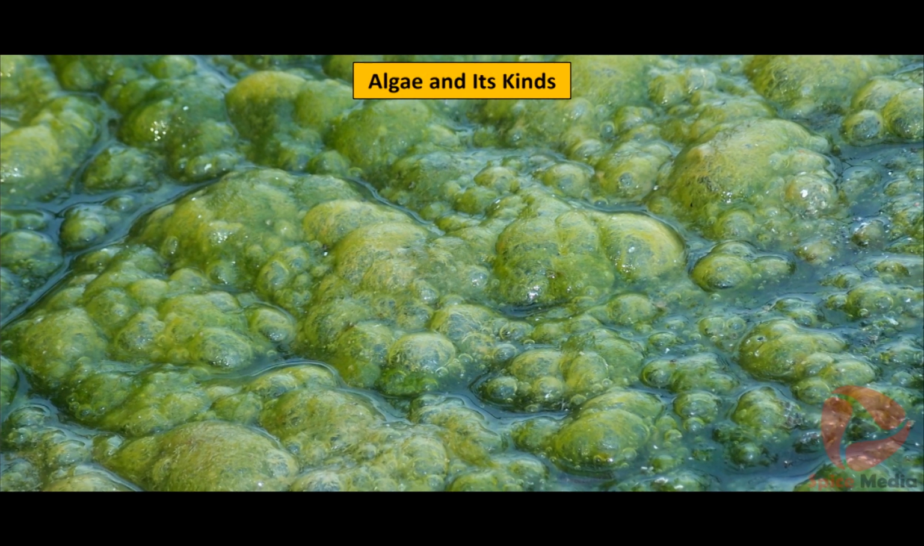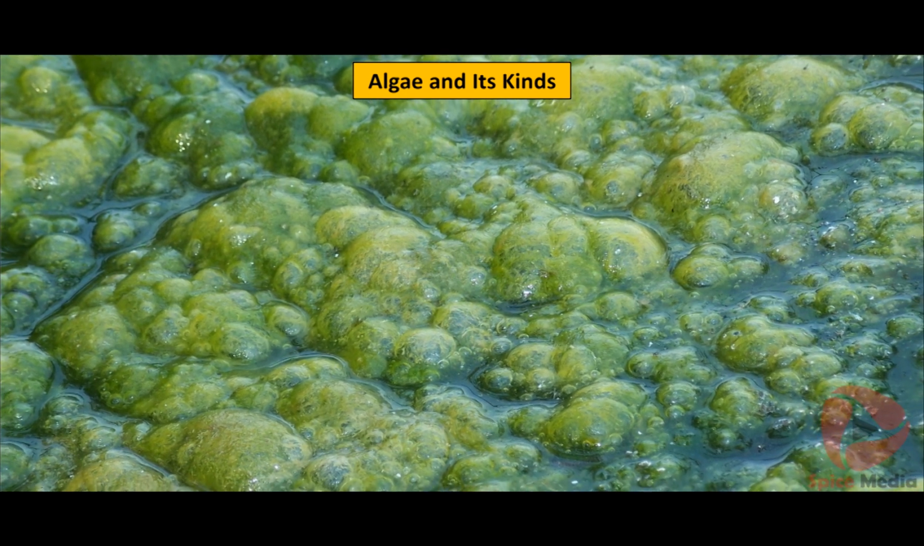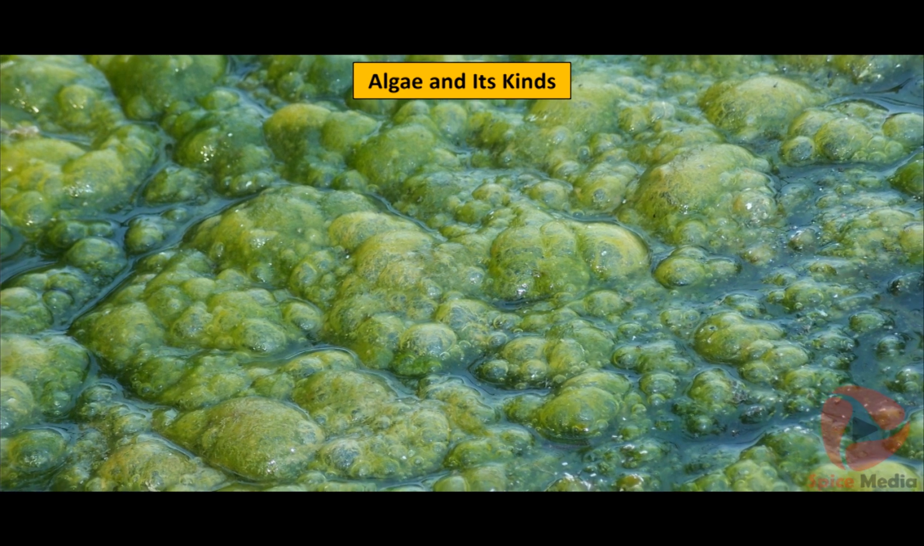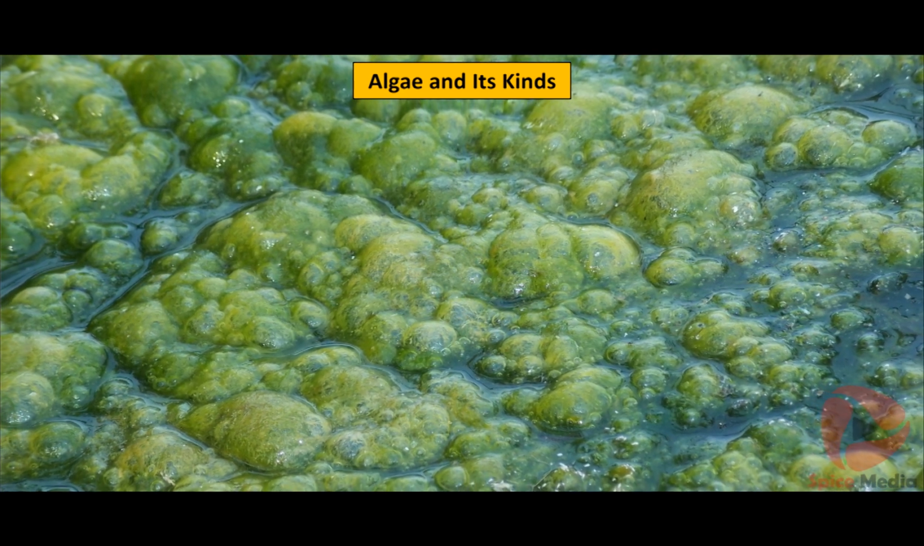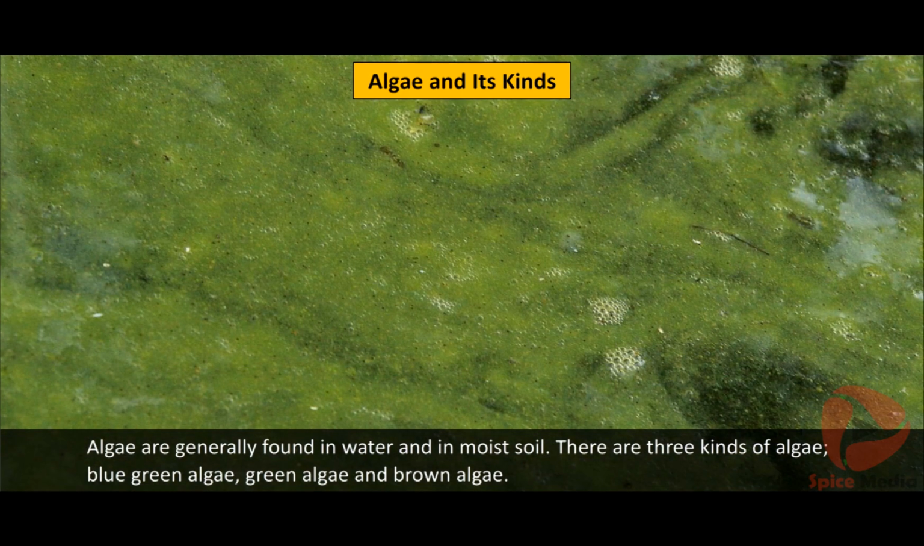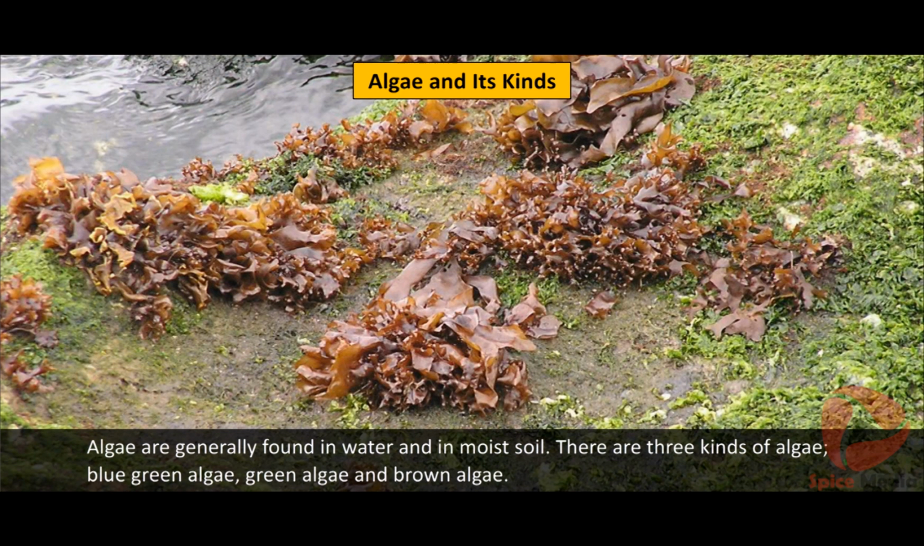Have you ever thought why pond water appears green in color? Green color of pond water is due to the presence of algae and other water plants. Algae are generally found in water and in moist soil. There are 3 kinds of algae: blue-green algae, green algae, and brown algae.